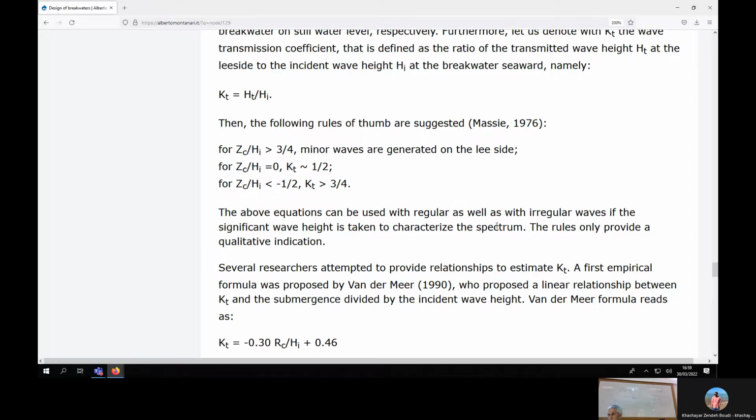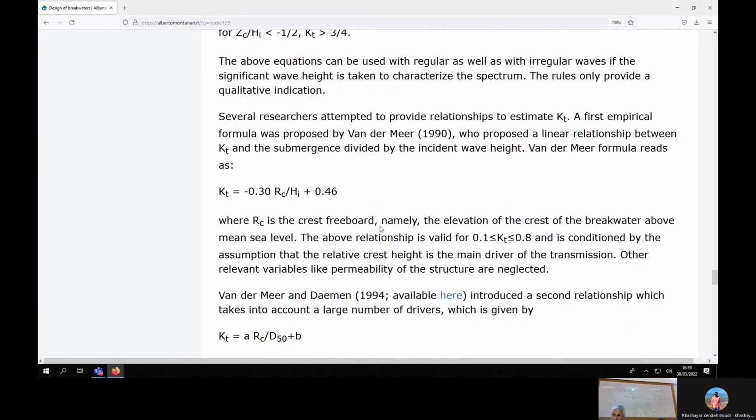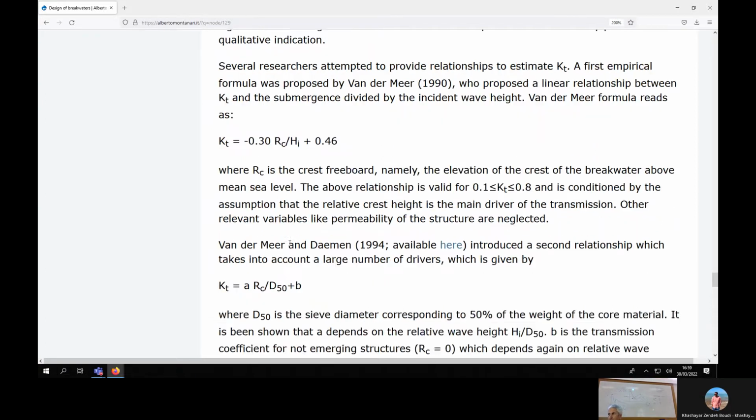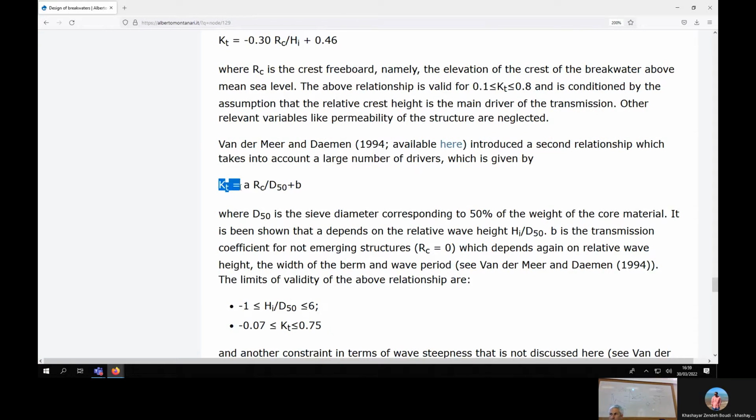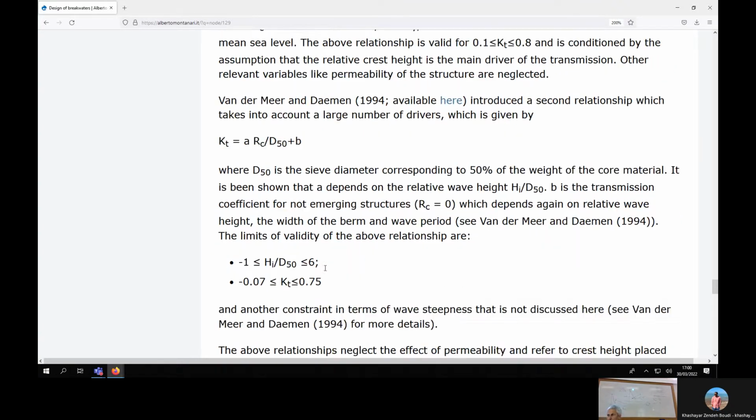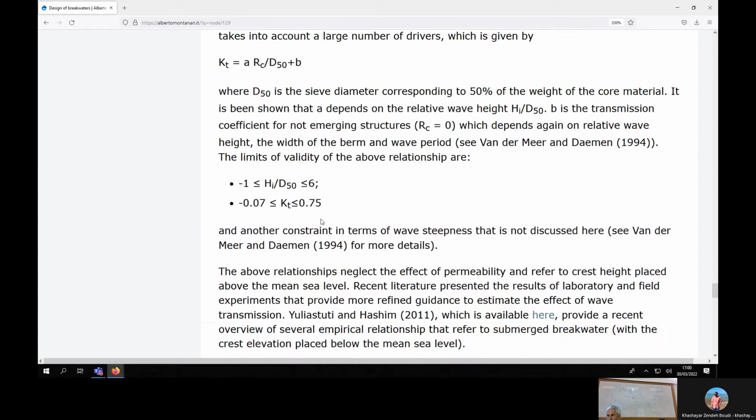Okay, and there are several empirical relationships to estimate KT. You can forget about them. There is the van der Meer formula, it's widely popular, where depending on the characteristics of the breakwater and the incident waves, you get to an estimate. And there is another more complicated formula, again by van der Meer. Keep in mind that van der Meer worked mainly through empirical experiments, as usual. And let's forget about the details.